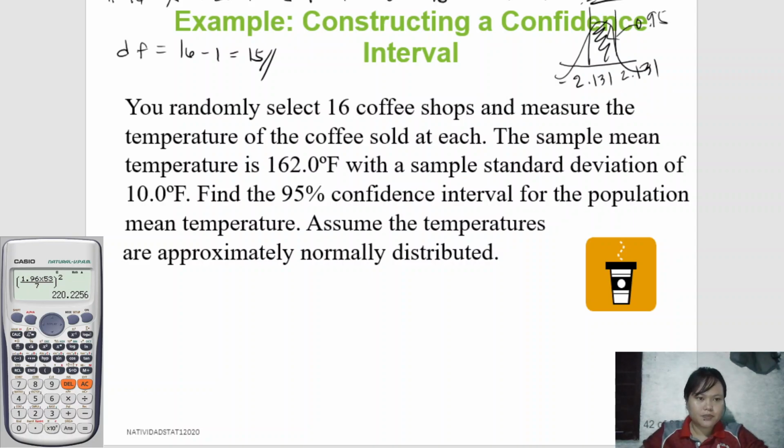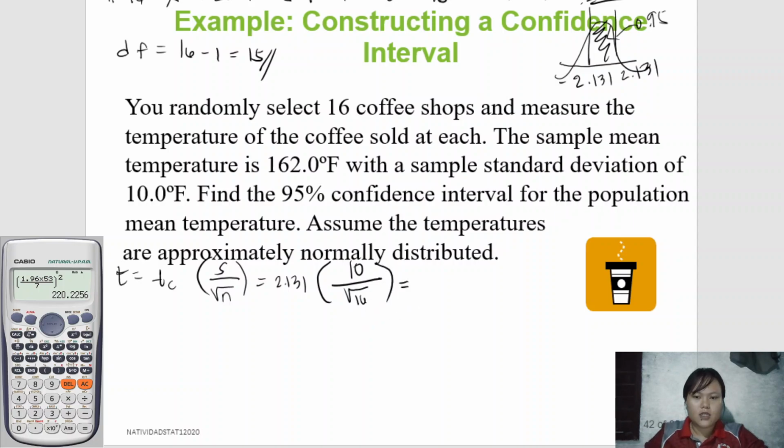So, next, we can now proceed with solving our margin of error. Okay? So, margin of error, dito na ako magsusolve. Kaunti na lang naman. Okay? So, that's t_c, which is 2.131, multiplied by standard deviation over square root of n. Okay, so that's 2.131 times 10 over square root of 16.